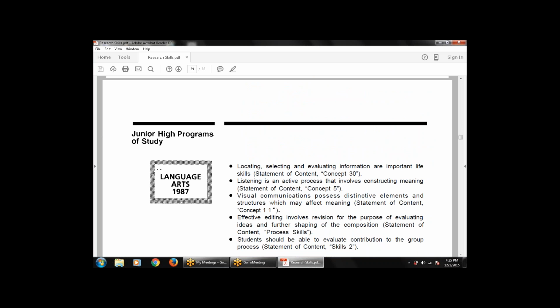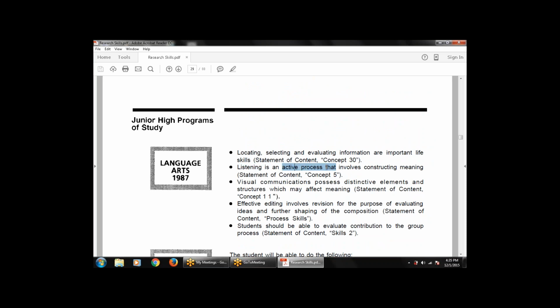In this evaluation, there is a part of locating, selecting, and evaluating the information. Then listening is an active process, not a passive process. That is, we can listen, we can interpret, we can gain knowledge from the listening. So listening is an active process that involves constructing the meaning. It's not a passive process, it's an active process.